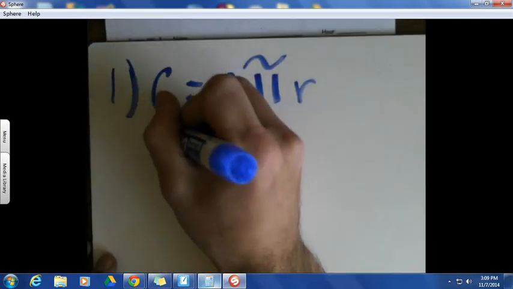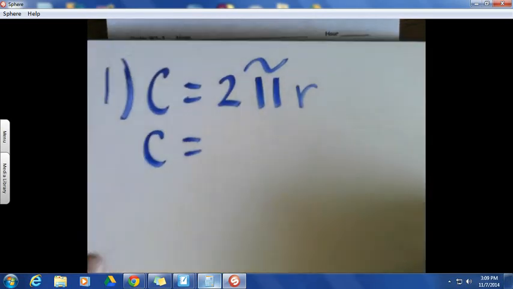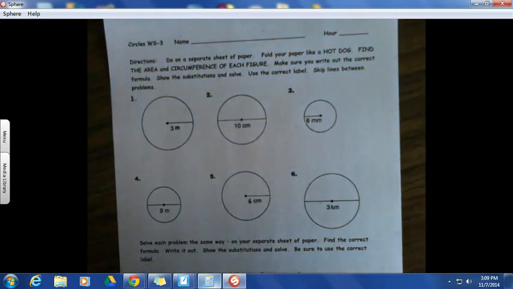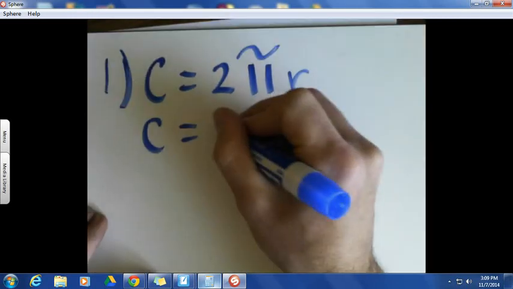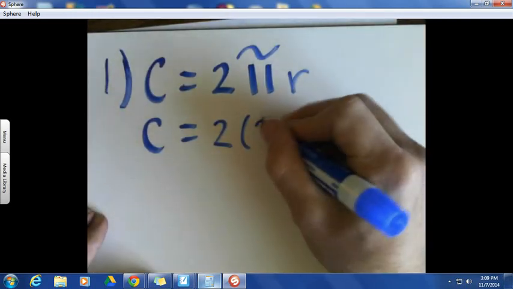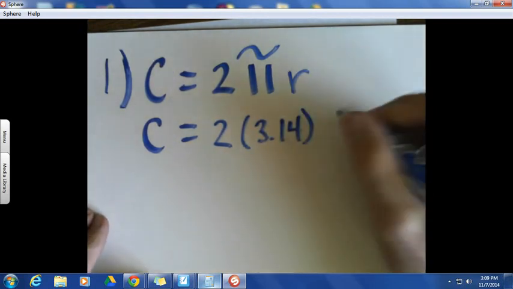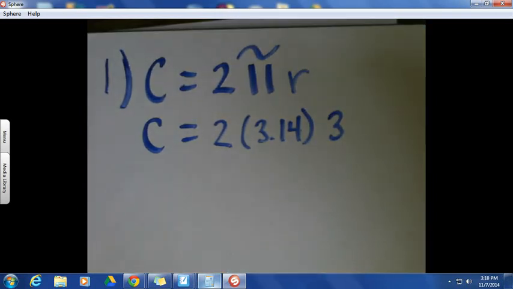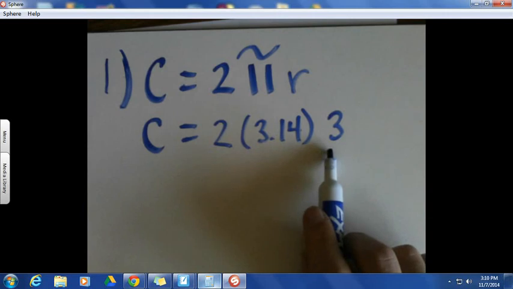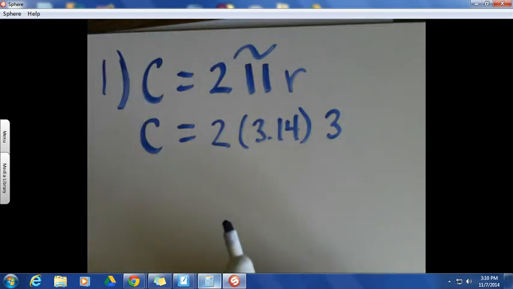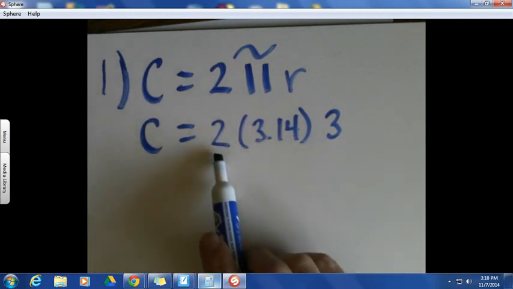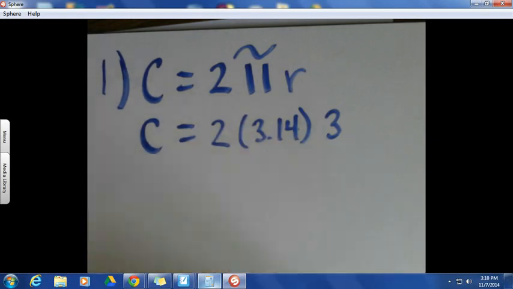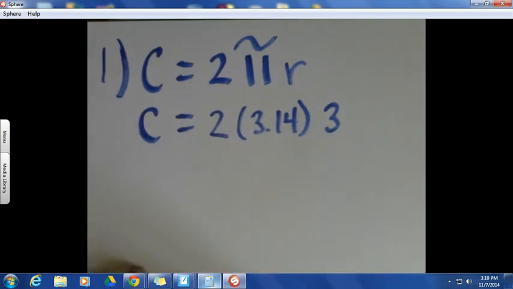Alright, so let's do our substitution. We see that our radius is equal to 3, and pi is equal to 3.14, like always. Now this is all just multiplication. Even though we have these parentheses here, it's just to separate this number from the others. This number sentence reads 2 times 3.14 times 3. According to our order of operations, we can just multiply straight across.